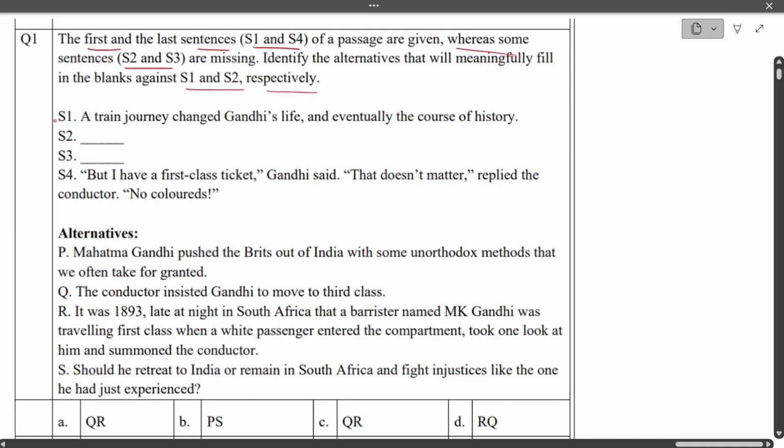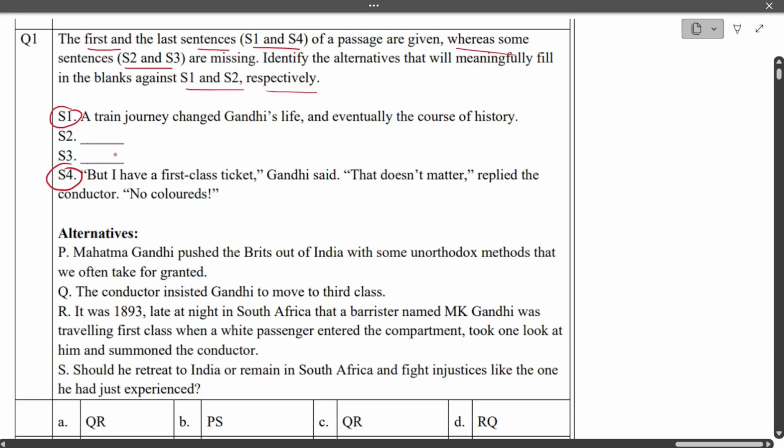Basically what we are told is we have 4 sentences S1, S2, S3 and S4, and the positions of S1 and S4 are correct. Now we need to select S2 and S3, right? What will come in S2 and S3, and we are given 4 options. So out of 4 options we have to select which one will come in S2 and then which one will come in S3, and we are given different options.